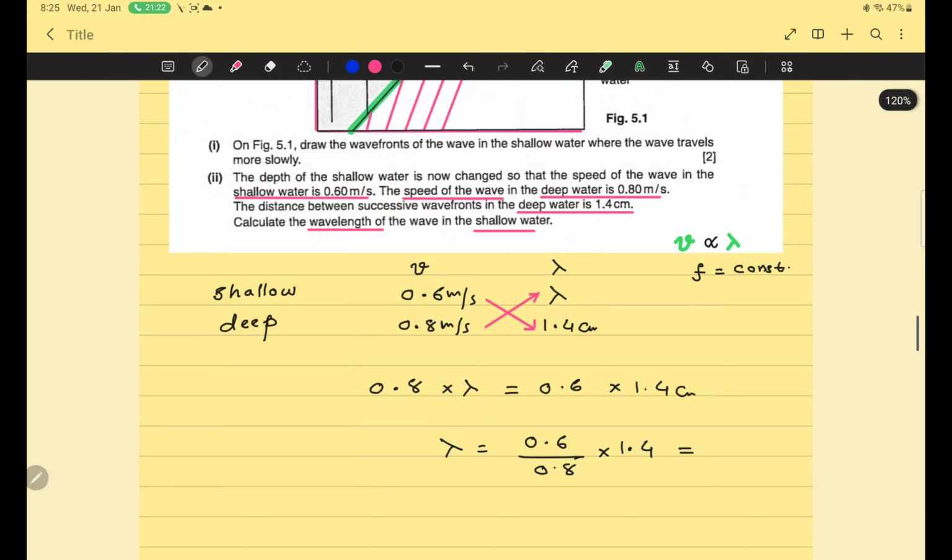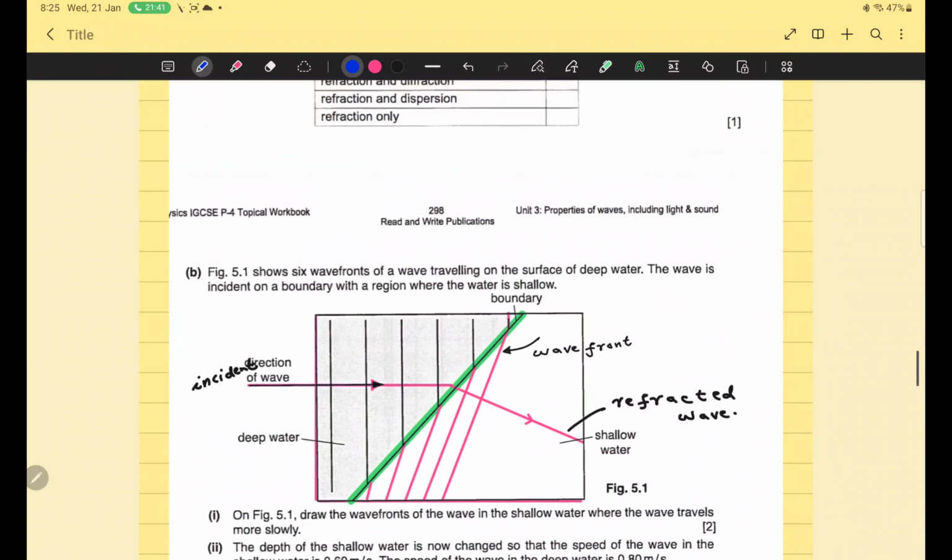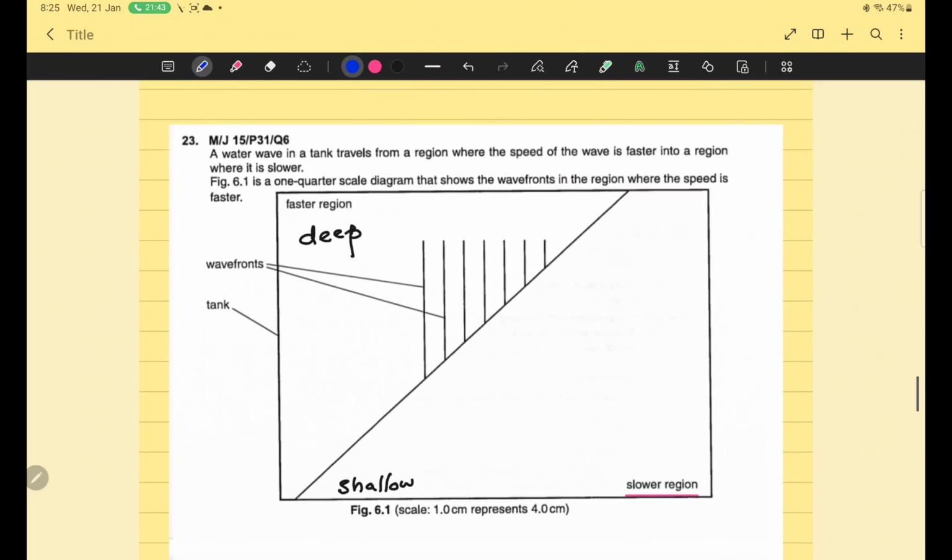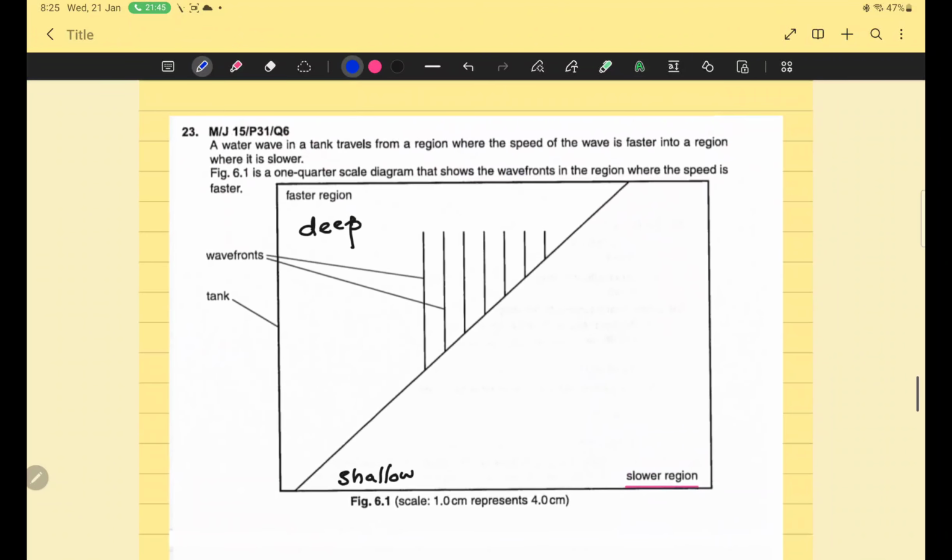Okay. Now we are solving another question. Rafe, you answered us. What will be the wavelength? 1.05, and it will be in centimeter because the given wavelength is in centimeter. So the final answer will also be in centimeter. So this question is completed and now we are moving forward to another question.